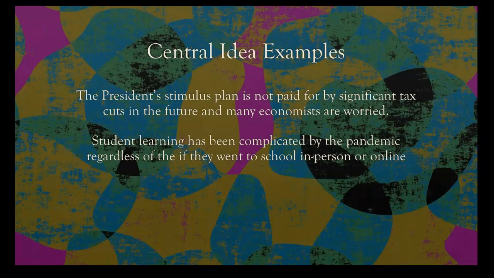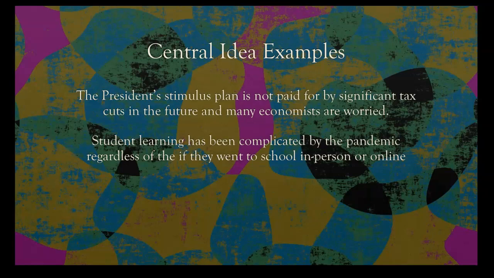Students' learning has been complicated by the pandemic, regardless of if they went to school in person or online. So this is a statement, and this comes from an article that had a statement and support framework. In the actual article, they talked about how stress, mask wearing, worrying about parents, etc., caused a bunch of students to have issues whether or not they were online or in person. So neither one completely succeeded.